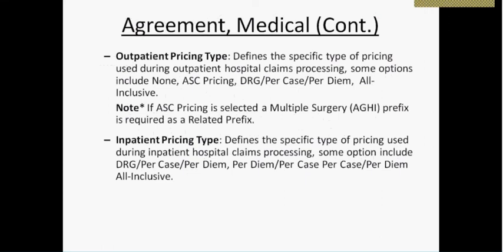The other information that we will be using is your outpatient pricing type. For example, whether it should be ASC, which stands for ambulatory surgical center pricing, or it should be based on DRGs, or per diem, or whether it's inclusive, etc. And if it is inpatient pricing, again the similar logic applies for these different types of pricing.